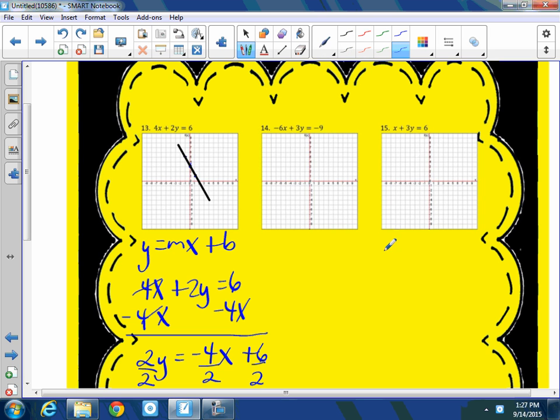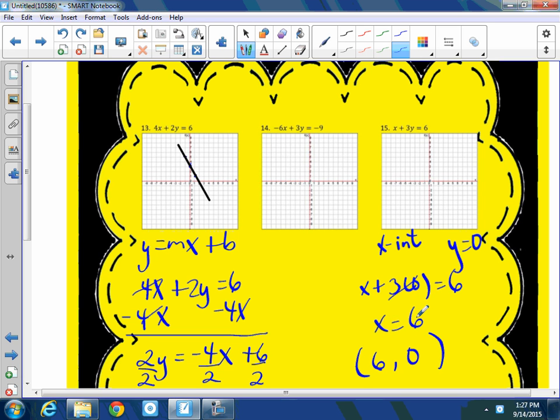For this one, I'm going to look for my x-intercept and my y-intercept. For my x-intercept, y equals 0. So x plus 2 times 0 equals 6. That's 0. So x equals 6. So let's plot that over here. 6 and 0. So that's my coordinate x. That's my coordinate y.